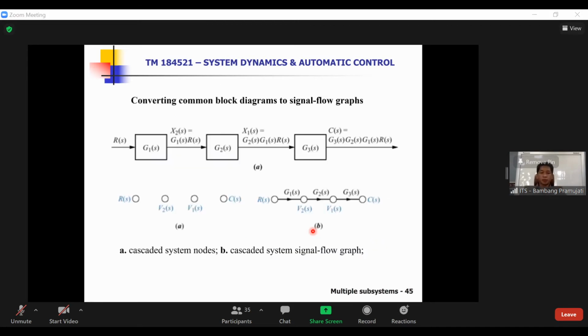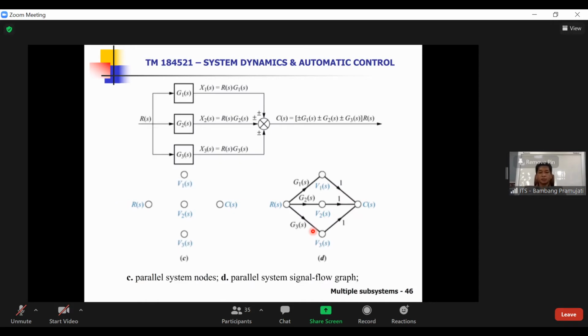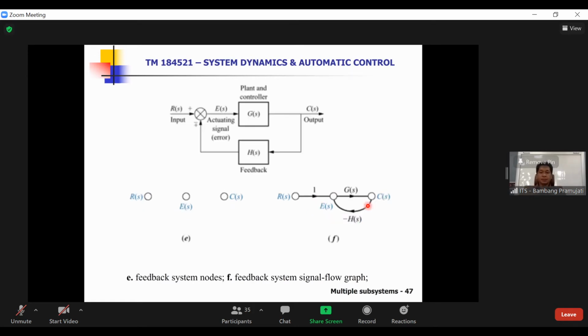Jadi kalau Anda memindah atau merubah dari block diagram ke signal flow graph, ya caranya seperti ini, digambar dulu sinyalnya, setelah itu baru sistemnya dihubungkan. Jadi sinyalnya R(s), X1, X2, X3, and then outputnya C(s). Nah, tinggal ini G1, G2, G3. Karena dari sini ke sana tidak ada apa-apa, maka 1, 1, 1 ya. And that's how we represent block diagram into signal flow graph.